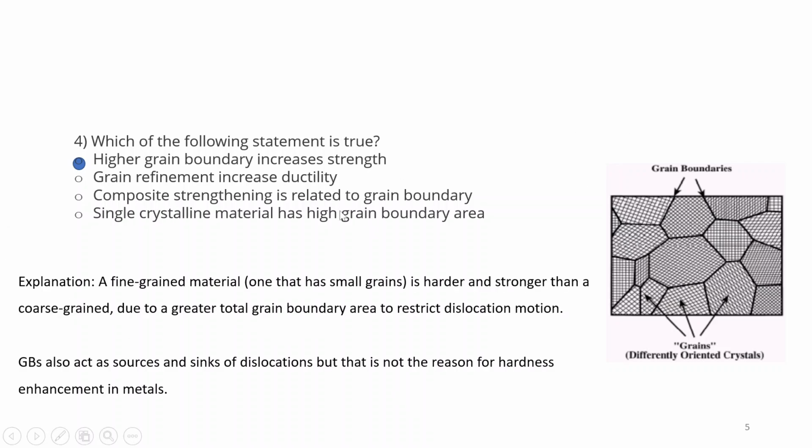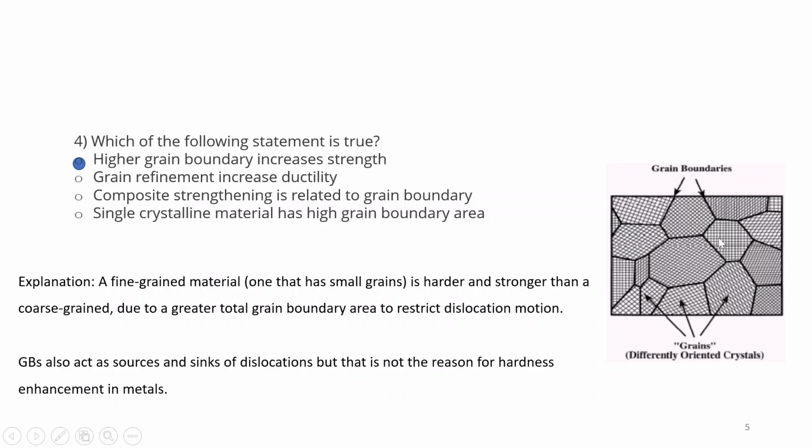Okay, so in case of a fine grain material, one that has small grains, it is harder and stronger than the coarse grain due to a greater total grain boundary area to restrict dislocation motion. Grain boundaries also act as sources and sinks of dislocation, but that is not the reason for hardness enhancement in metals. So here also you can see with different grains, they will be having different orientations.